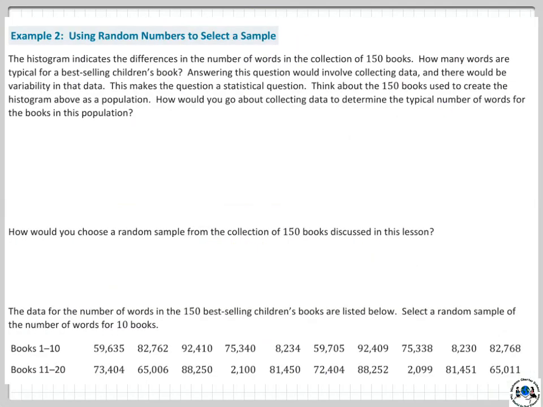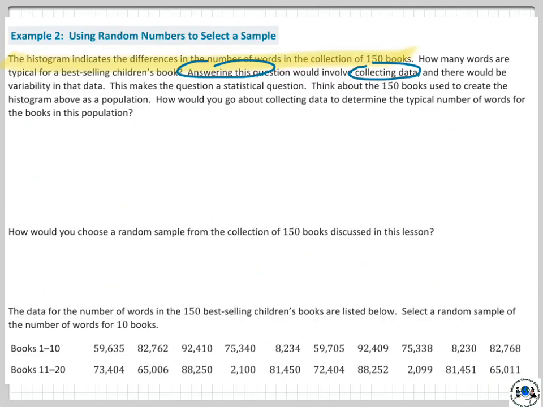Here we go, example 2. Now, using random numbers to select a sample. The histogram indicates the differences in the number of words in a collection of 150 books. So, how many words are typical for the best-selling children's book? Answering that question would involve collecting data. So, to answer a question, you collect data.